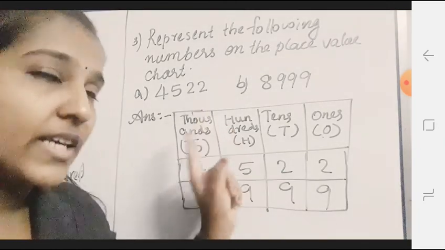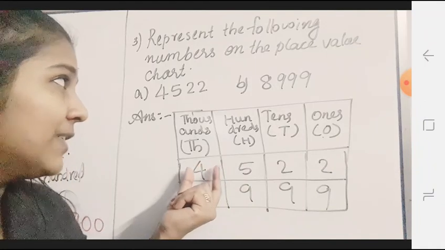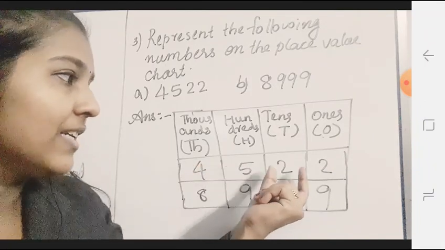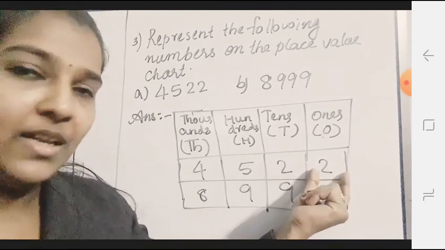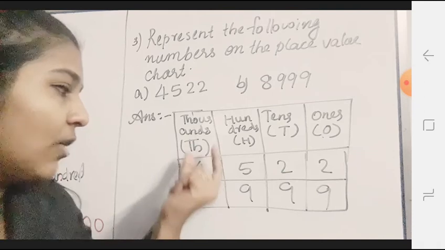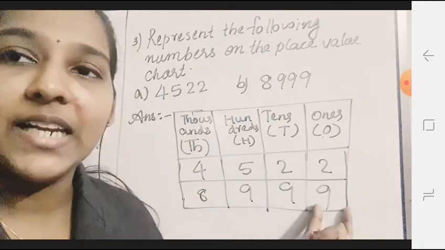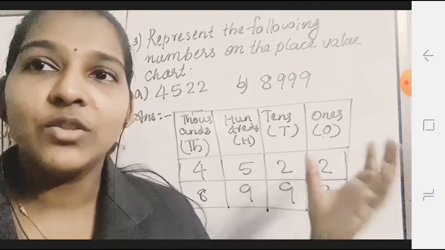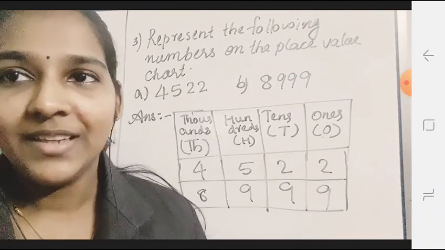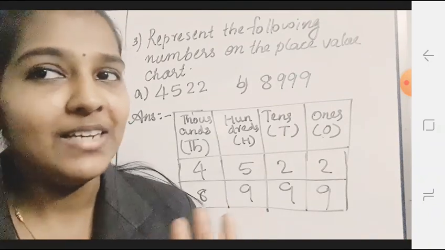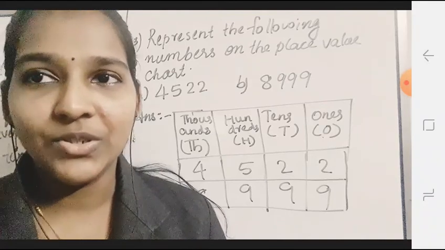Then you can arrange the given number in these columns, that is 4 in thousands place, 5 in hundreds place, 2 in tens place, and 2 in ones place. And then again 8 in thousands place, 9 in hundreds place, 9 in tens place, and 9 in ones place. So this way you can arrange these given numbers in a place value chart. Got it, children? I hope everybody got the same answers. Right? Okay. Now we are moving to today's topic.